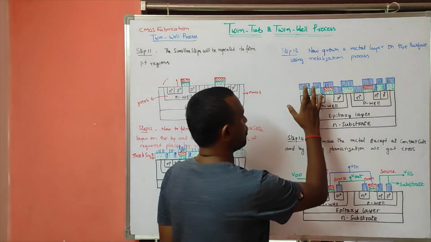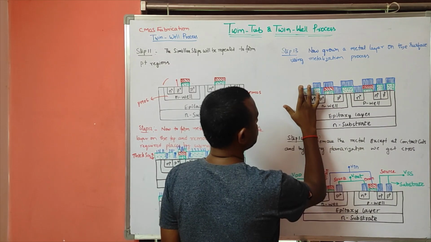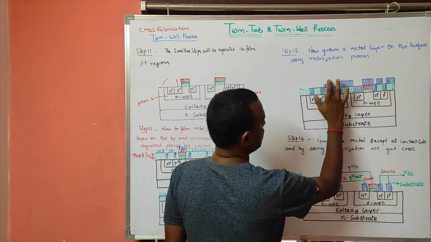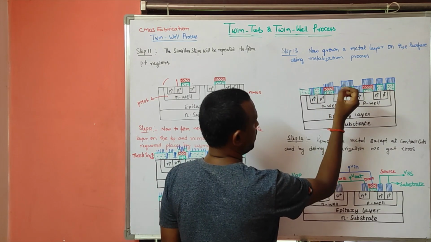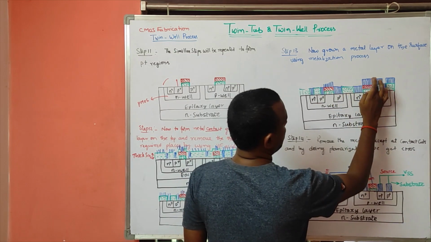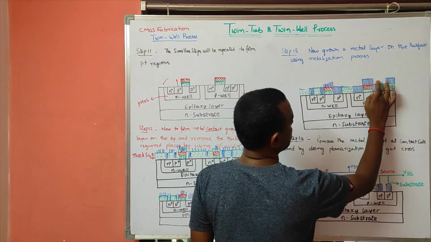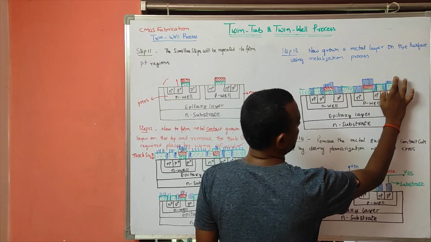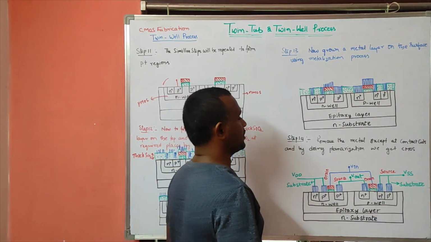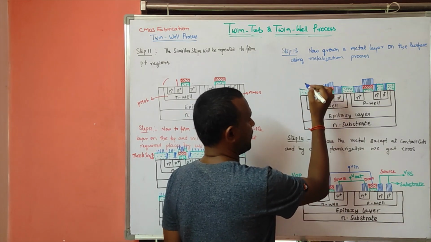Okay, so now what I am doing, I am removing this one. Here also I am removing this one, I don't require. I require it at this point, so I am keeping that one as it is. Here I don't require, and here I don't require. Okay, so here also I don't require. So these are the contact cuts where we require the metal.